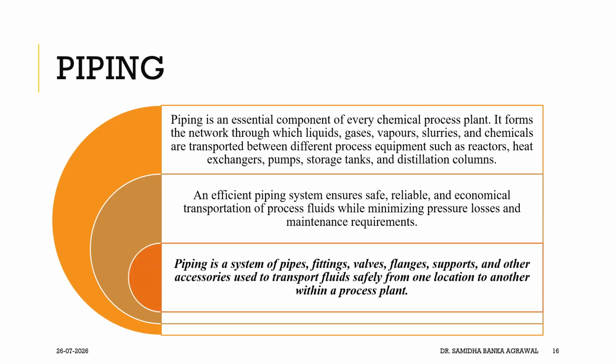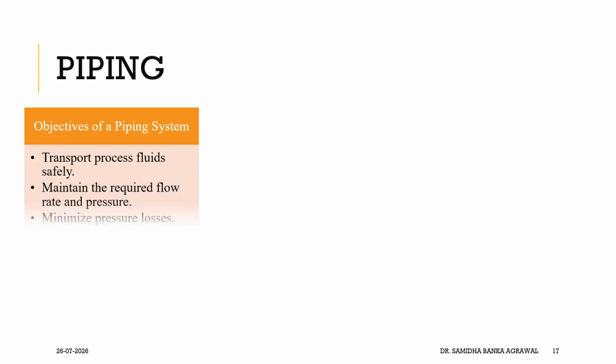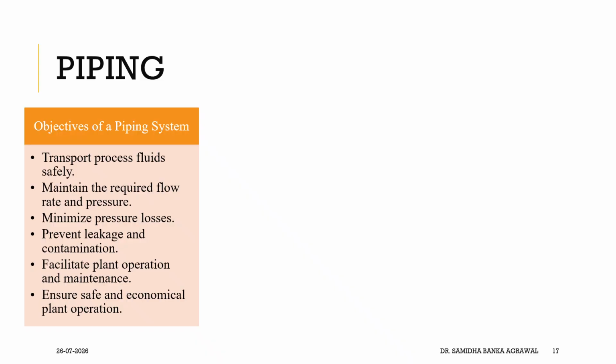In short, the piping system is a system of pipes, fittings, valves, flanges, supports, and other accessories used to transport fluids safely from one location to another within a process plant. Now, objectives of the piping system. The objectives include transporting process fluid safely, maintaining the required flow rate and pressure, minimizing pressure losses, preventing leakage and contamination, facilitating plant operation and maintenance, and ensuring safe and economical plant operations.